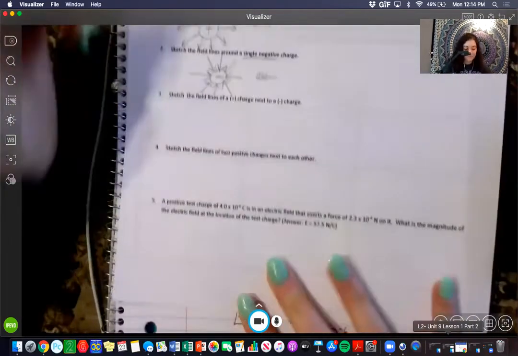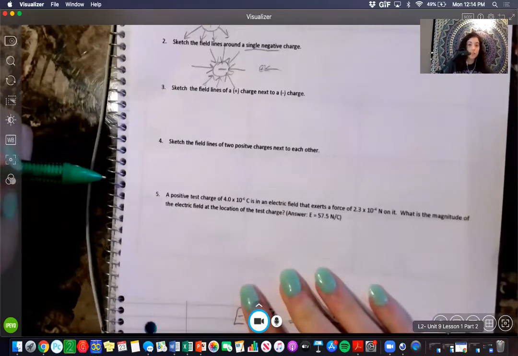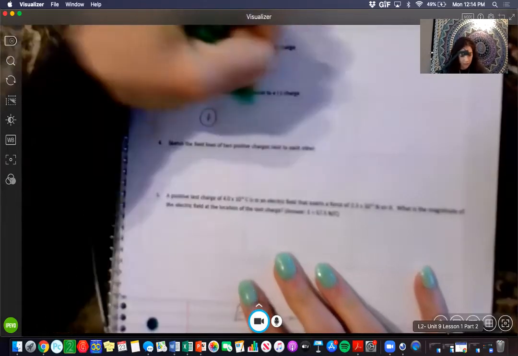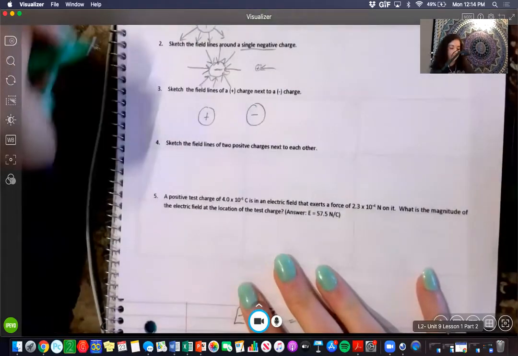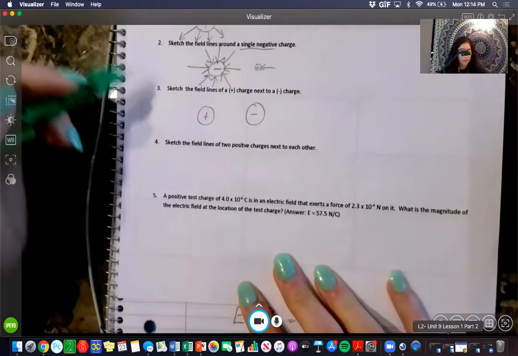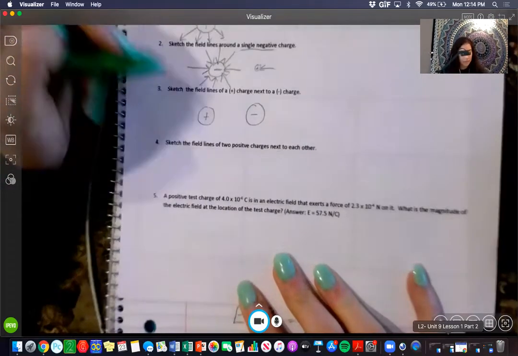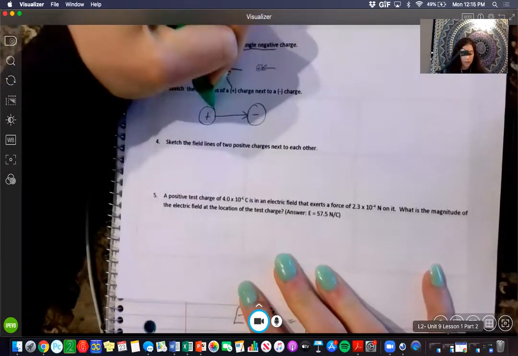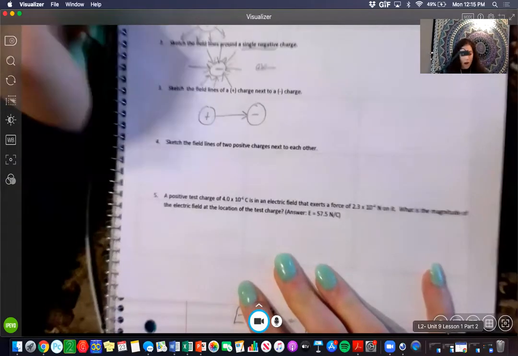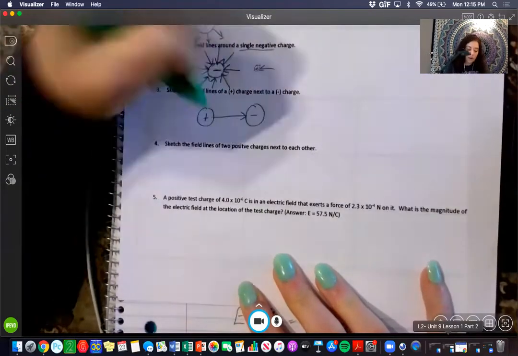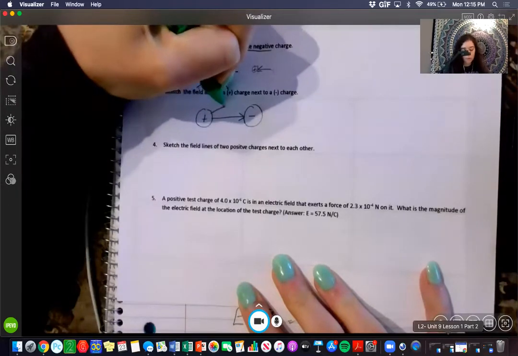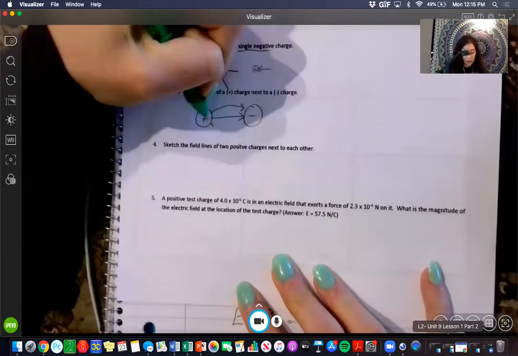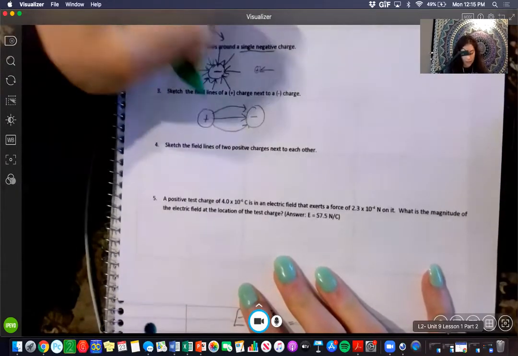All right. Number 3, we've got the field lines for a positive charge that's next to a negative charge. So I have to draw 2 charges. One's going to be positive and one's going to be negative. The positive and the negative are attracted to each other. So I've got one field line taking the positive towards the negative. I know that all of these field lines from the positive to the negative want to go towards that negative. So they start out angling out from my positive charge, but then they curve in towards the negative.